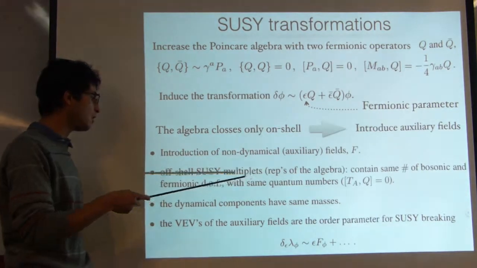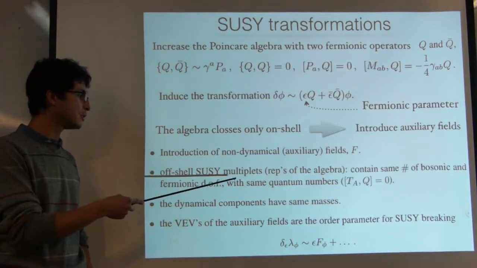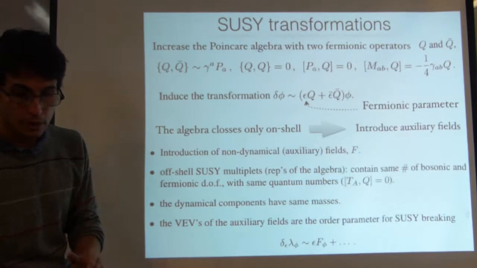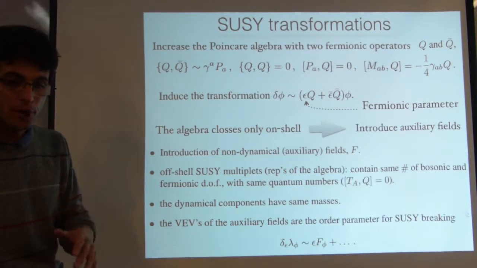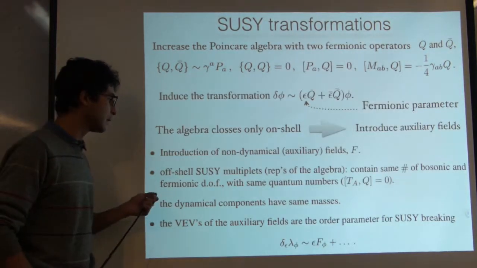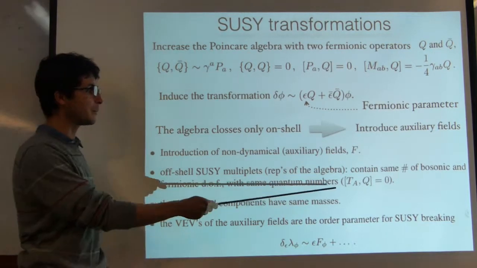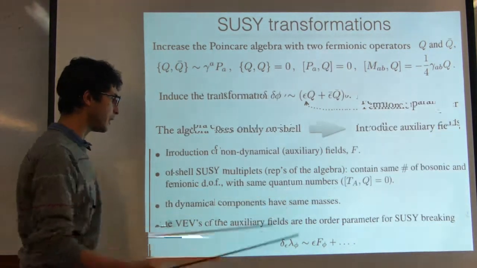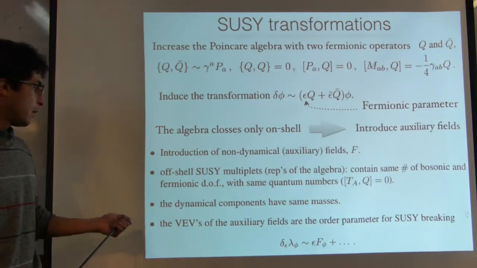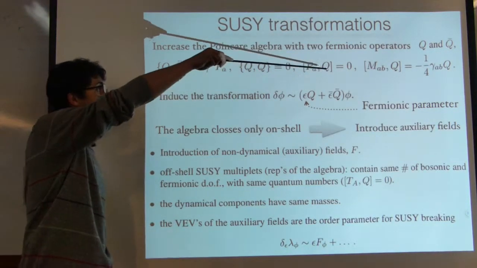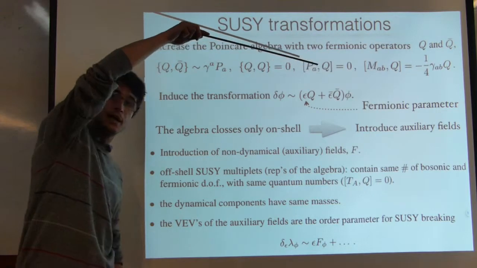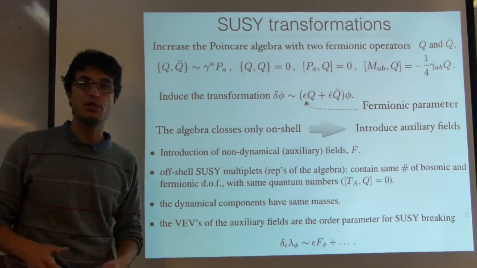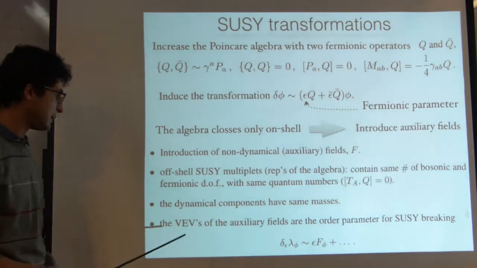These are the off-shell SUSY multiplets, and they contain the same number of fermionic and scalar degrees of freedom with the same quantum numbers, because these operators commute with the internal generators. As I said, since these operators commute with the momenta, all the components of the multiplets should have the same mass.